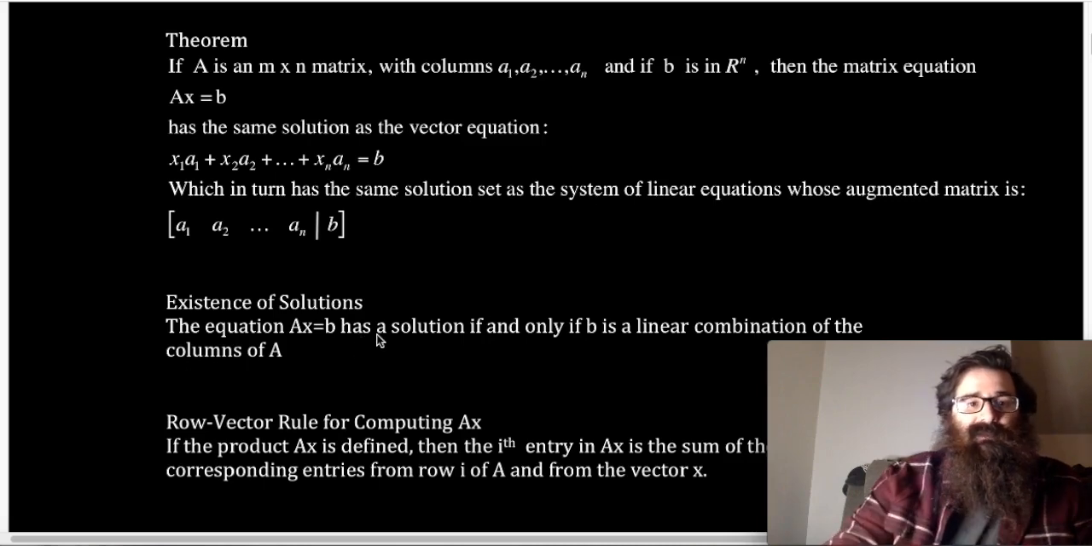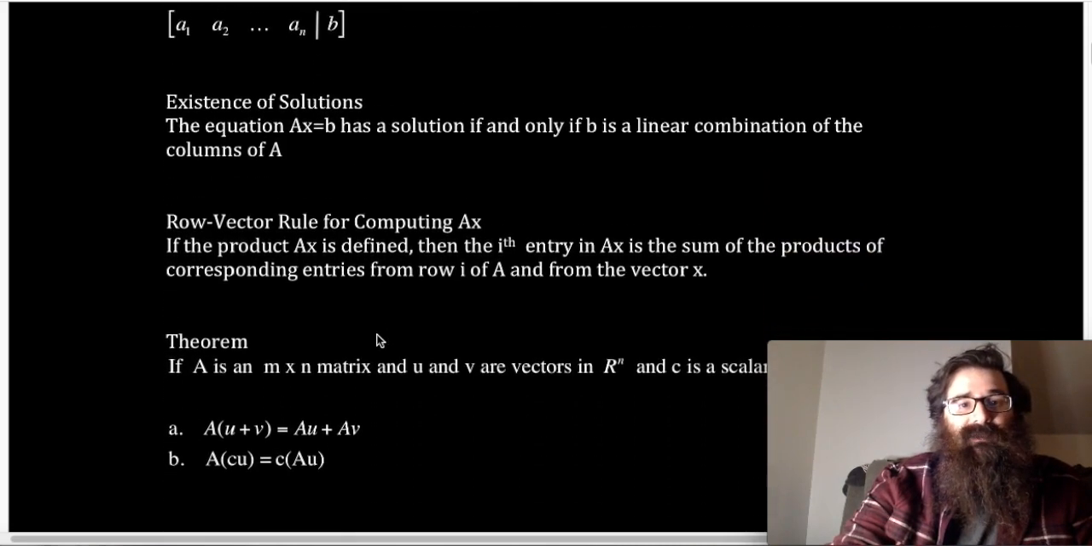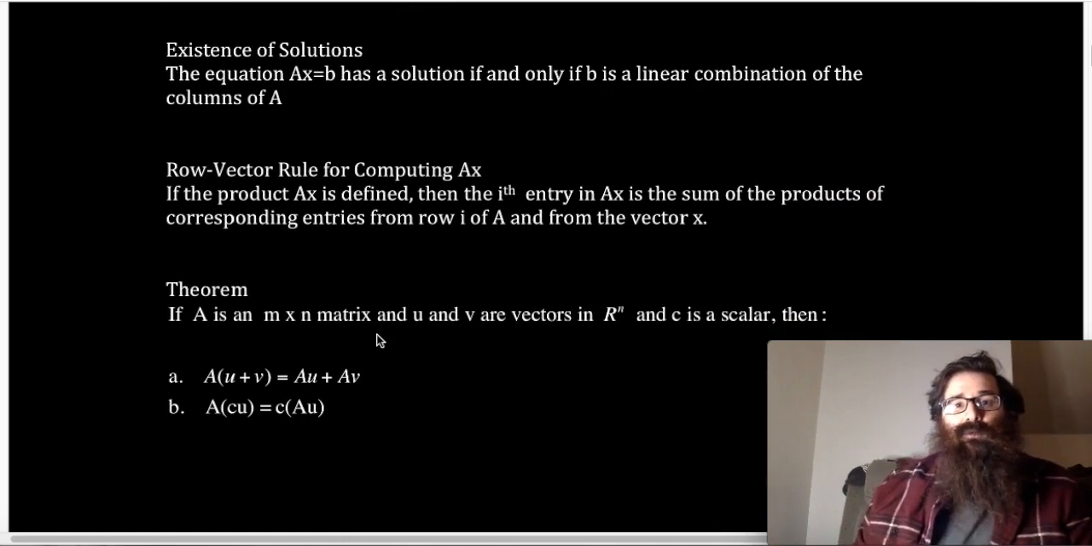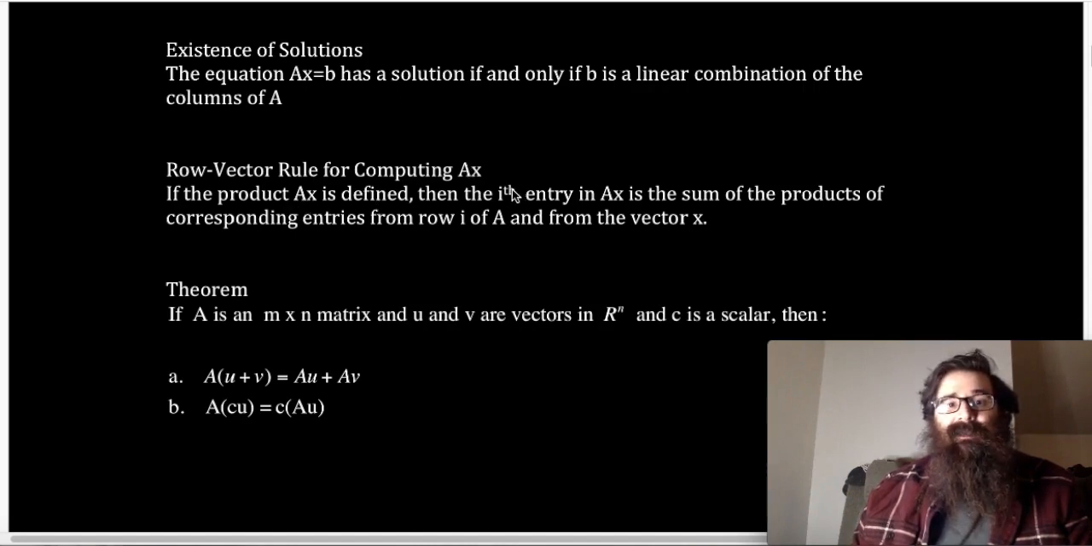Well, let's talk about the existence of solutions. We say the equation Ax equals b has a solution if and only if b is a linear combination of the columns of A. And we'll get a chance to talk about things like column space later on in the course, but we're saying, okay, so there has to be some solution here. It has to be a consistent system. And we're also going to talk about the row vector rule for computing A times x. Say if the product A times x is defined, then the ith entry in A times x is the sum of the products of the corresponding entries from row i of A and from the vector x.